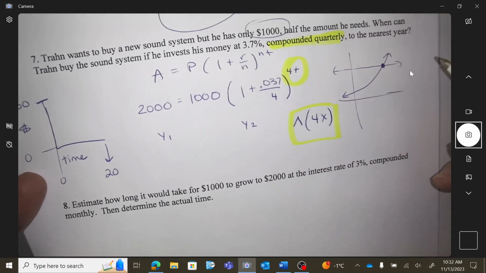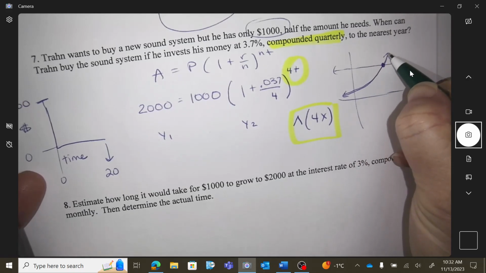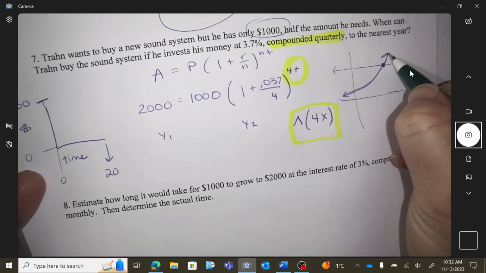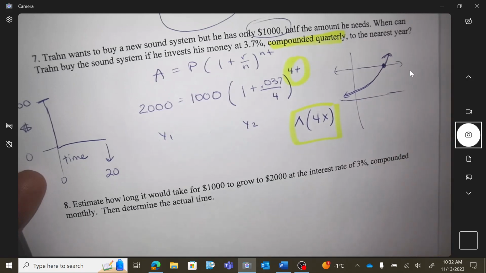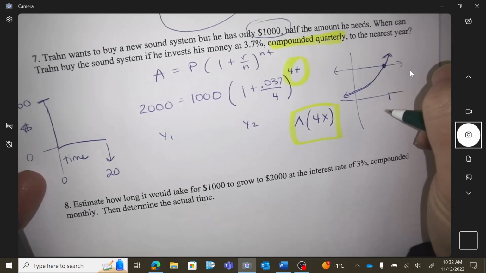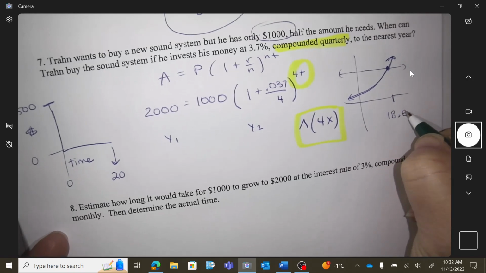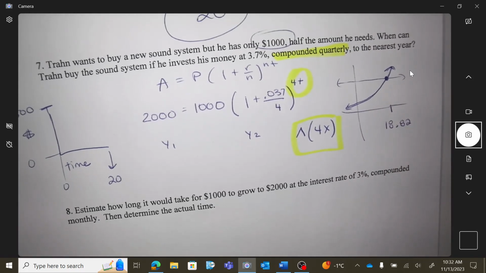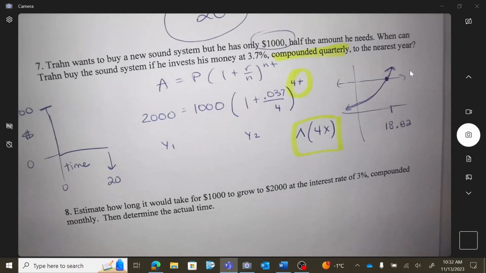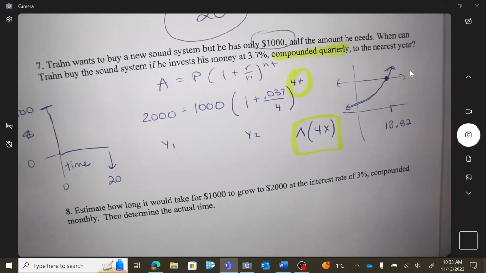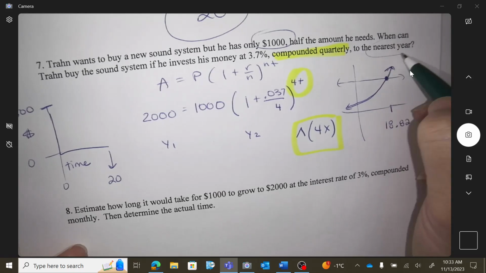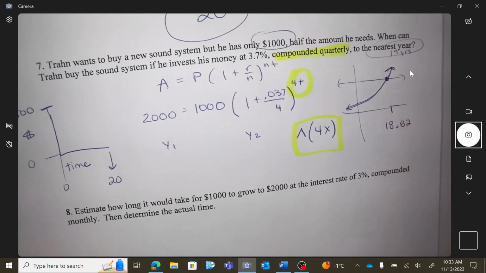Does everybody know compounding money grows exponentially? Compounding is an exponential growth, right? We know what that is all about. What'd you say, 18.82? This question says to the nearest year. On your test, I don't think I write that, so I would be looking for 18.82. This person would be looking for 19 years.